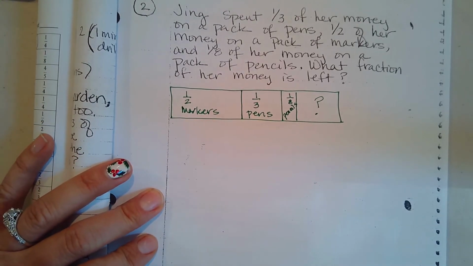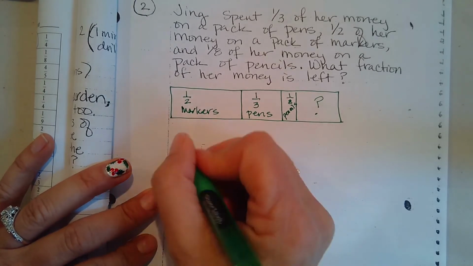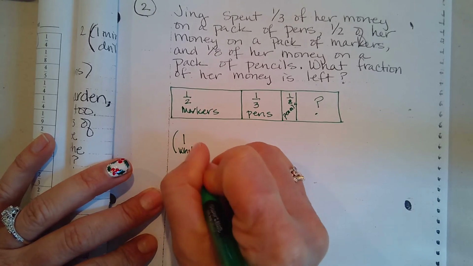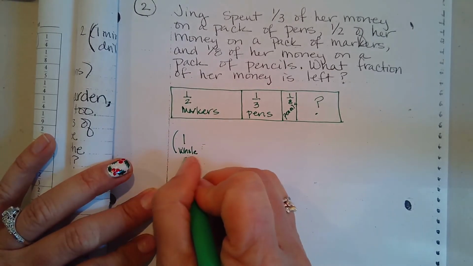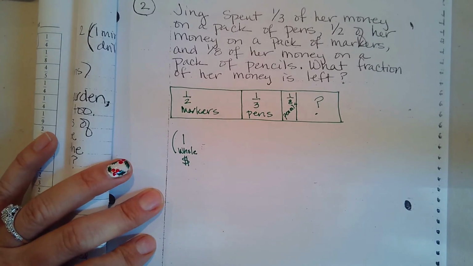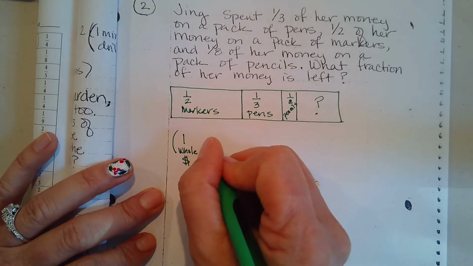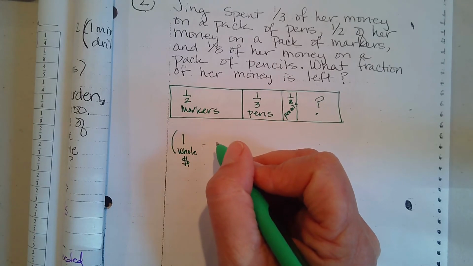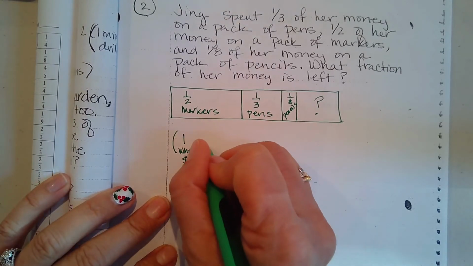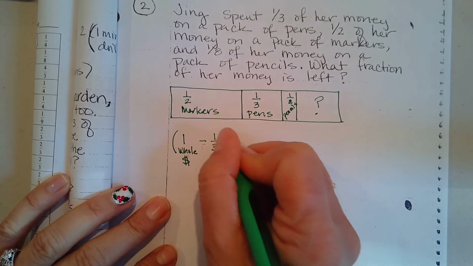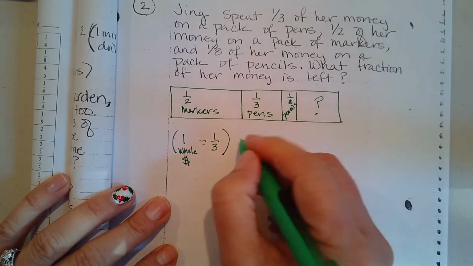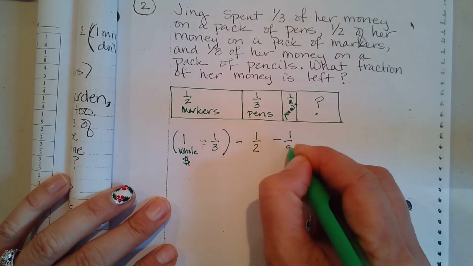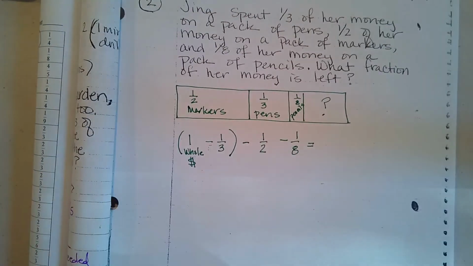Well, how about if we start with 1 whole? This is how much money she starts with, right? This is the money that she goes to the store with. And let's take away 1/3 of her money. Then we have to take away half of her money, and then we have to take away 1/8 of her money. Okay?